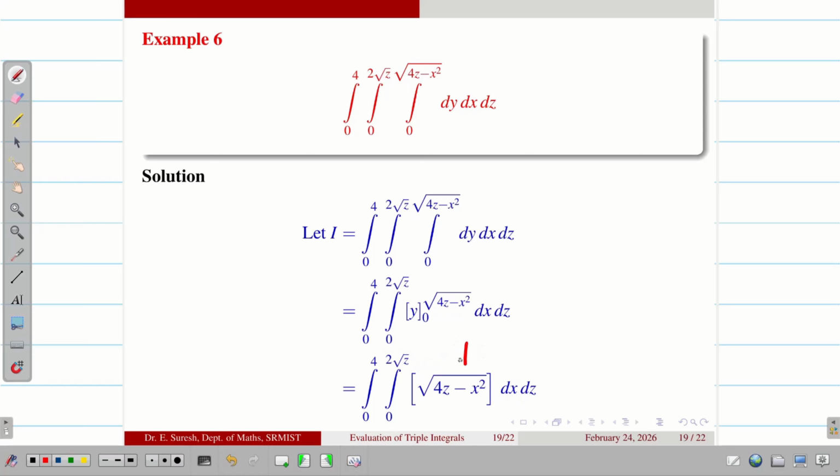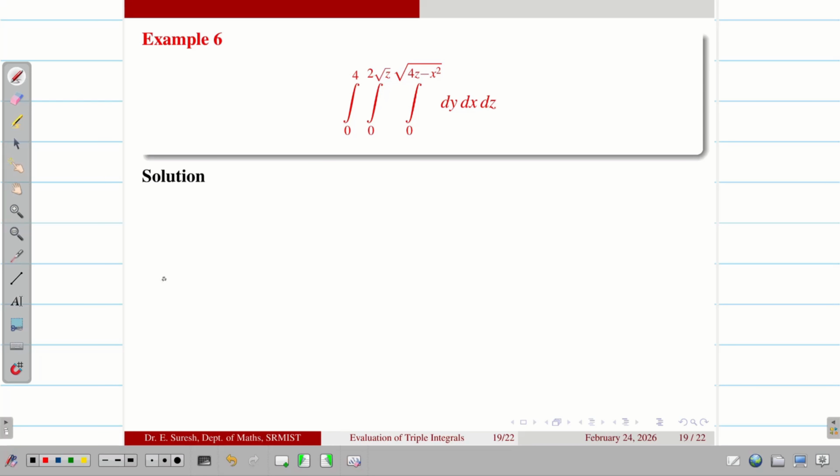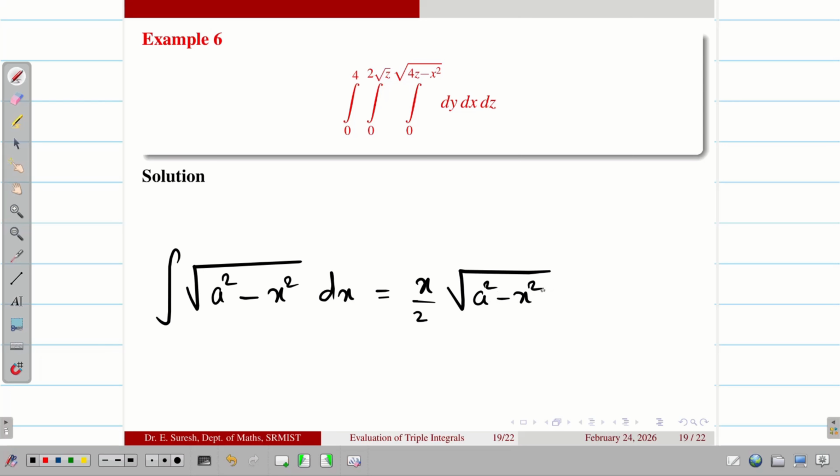Now the question comes how to integrate this term. By seeing the term, hope you easily remember the basic formula: integral square root of a square minus x square dx. In the first video, we saw the formulas on integration. Let us recollect it. Integral square root of a square minus x square dx is equal to x by 2 square root of a square minus x square plus a square by 2 sine inverse of x by a plus c. Here a is constant. So using this formula, we are going to crack the problem.